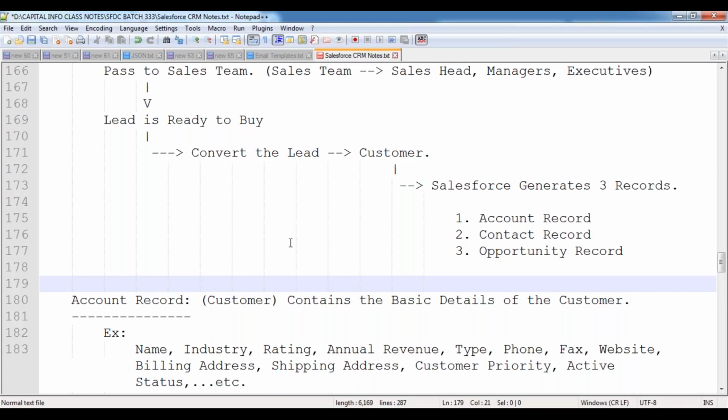Now, when coming to organizations, sales is not important. Service is very, very important. Why? Because the customer will buy the product only once. But as an organization, it is our responsibility to give lifelong service to the customer.